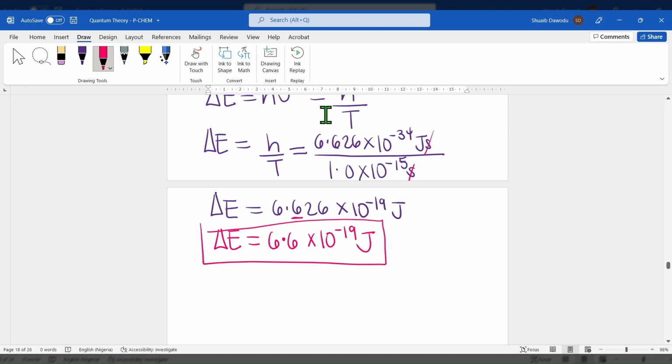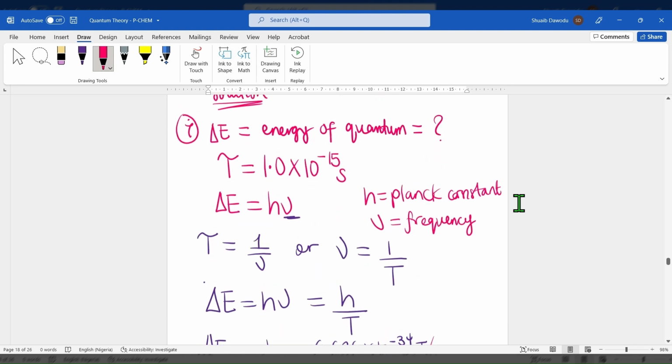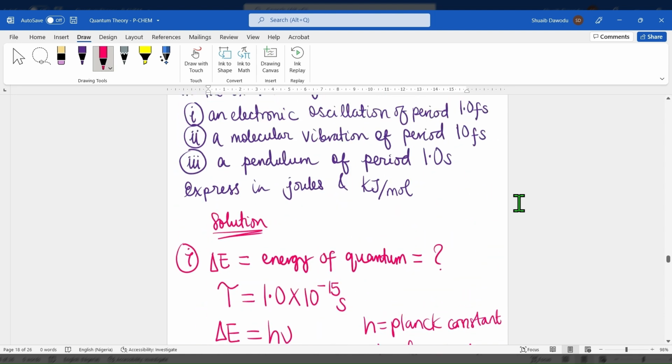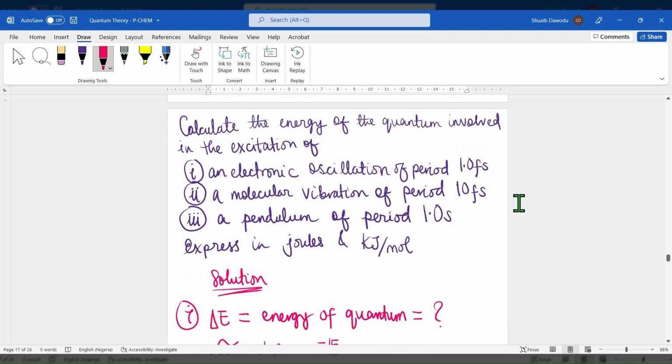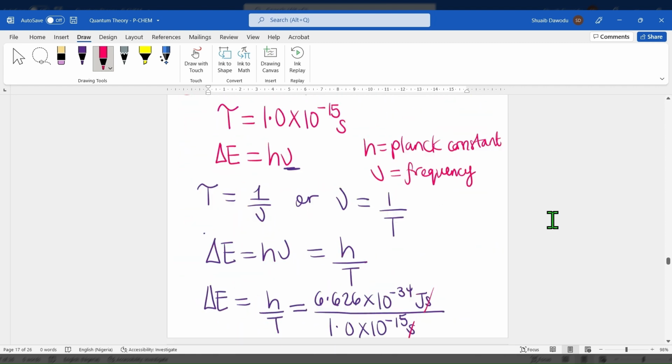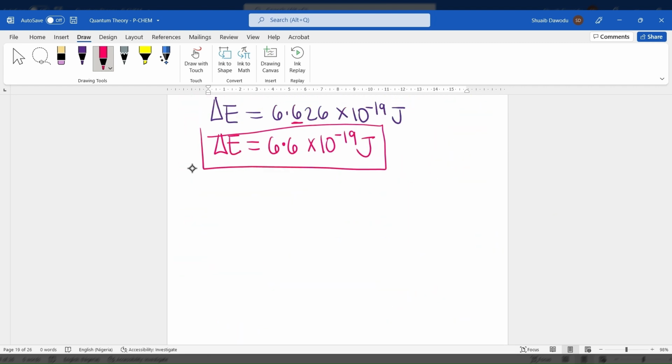So I want to quickly mention something because I always do this so that I don't make any mistakes. Whenever you're given a question and you're solving, make sure you always go back to the question to make sure you didn't miss anything. Remember, they asked us to find the energy of quantum involving the excitation of these three different processes. Let's also not forget they said we should answer in joules, which we have done, and then in kilojoules, which we haven't done. Now, to go from joules to kilojoules when you're dealing with energy, is very, very easy.